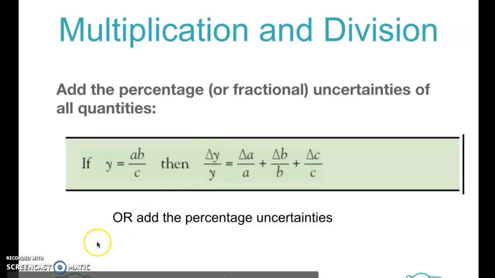Okay, let's have a look at an example. It might make things easier. You can also do this with percentage uncertainties. That means that the percentage uncertainty in Y would be equal to the percentage uncertainty in A, plus the percentage uncertainty in B, plus the percentage uncertainty in C. Note that we are adding even though we're subtracting the quantity.